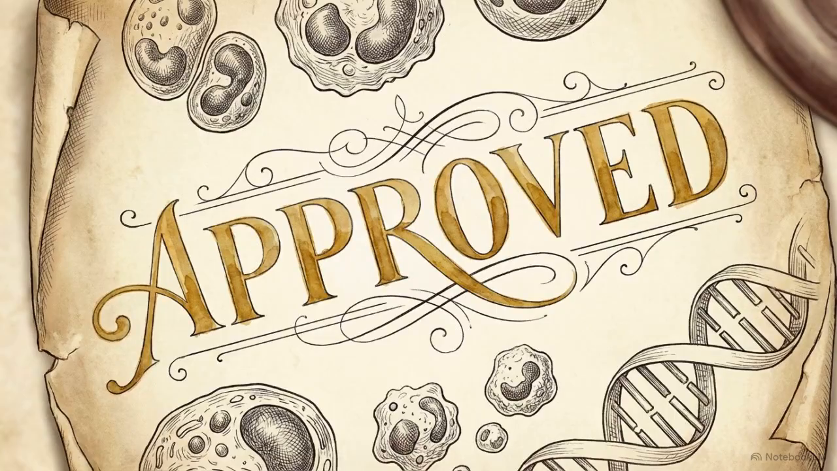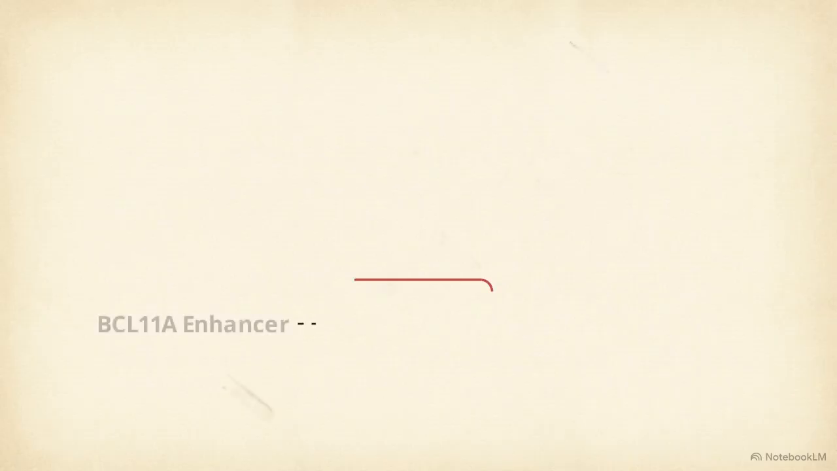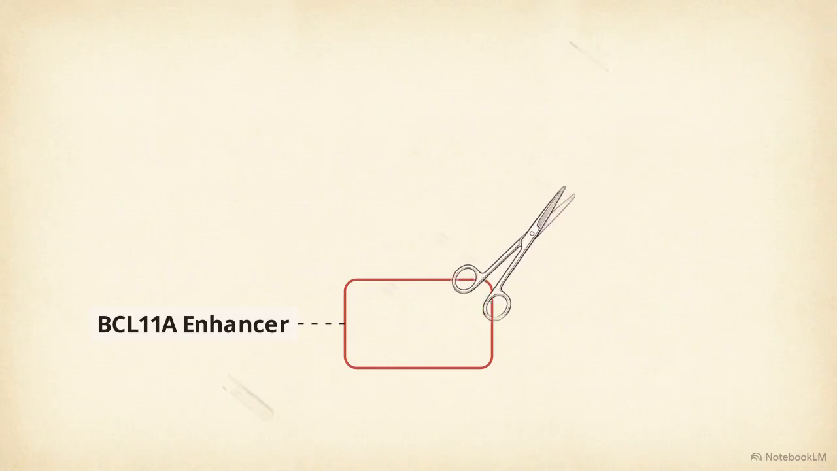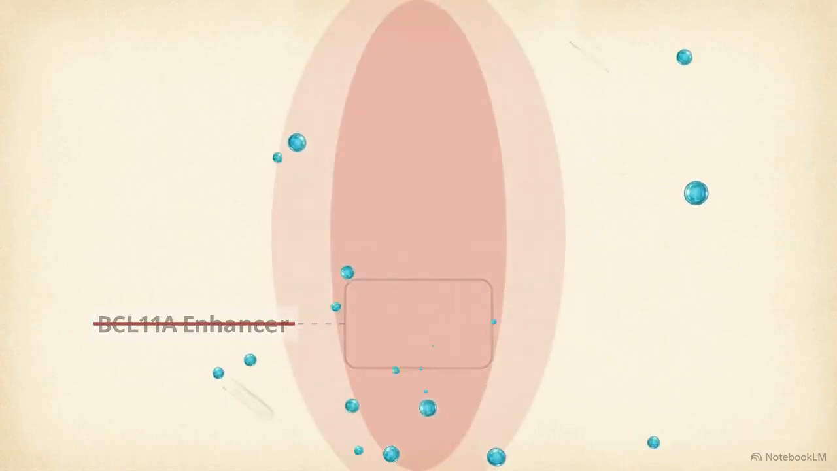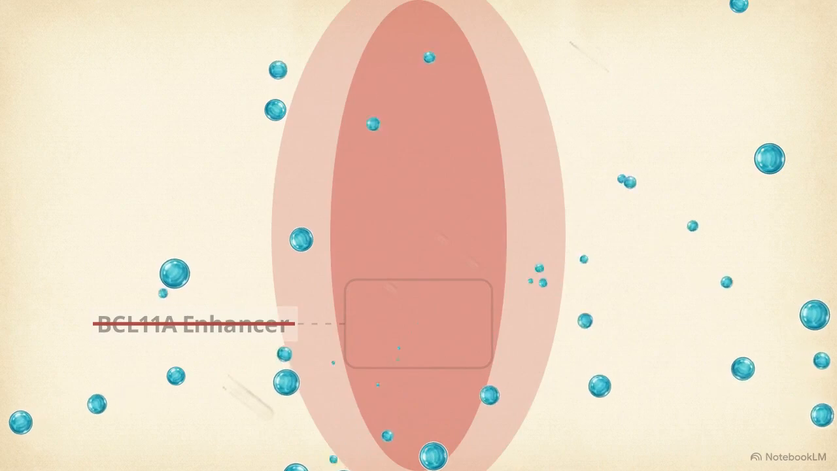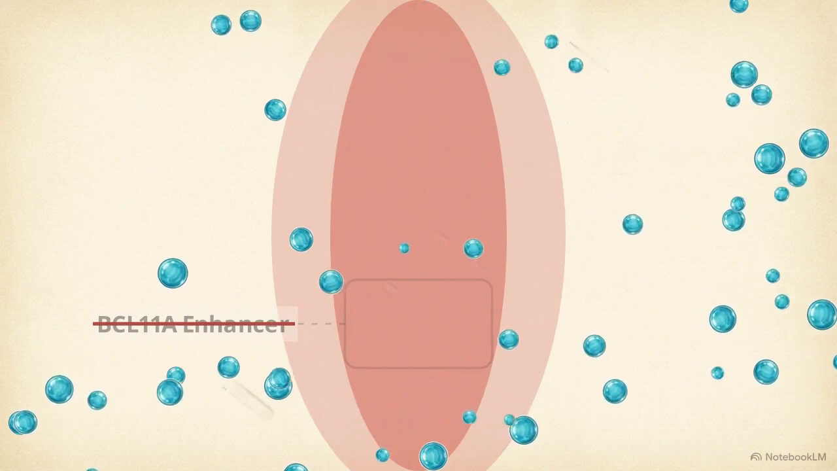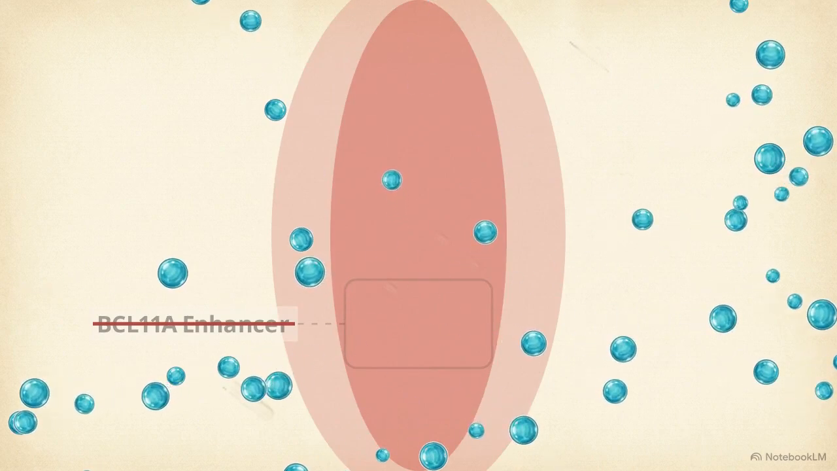the gene editing approach known as exa-cel. Exa-cel operates through precise genetic editing. It utilizes CRISPR-Cas9 to locate and cut a specific erythroid enhancer called BCL11A. Disabling this enhancer removes the biological brakes, prompting a massive reactivation of fetal hemoglobin production.